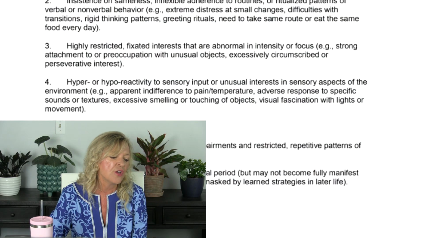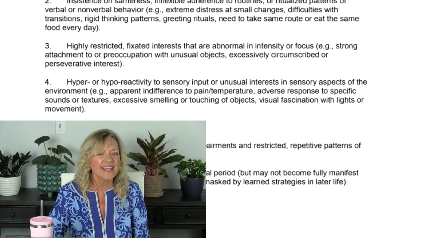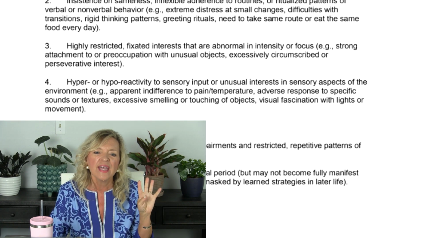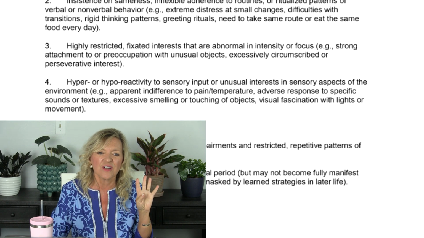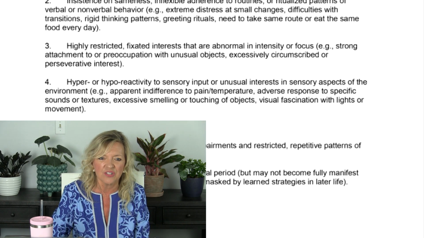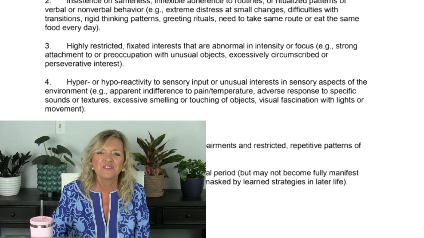Now let's talk about the last possibility in this section B. And remember, we're back here, restricted and repetitive interest in behaviors. And remember, kids had to have at least 2 of these 4 criteria. So we're down to number 4. And let's look at the official diagnostic criteria. And this would have to deal with the child's sensory processing issues. So hyper or hyporeactivity to sensory input or unusual interest in the sensory aspects of the environment.